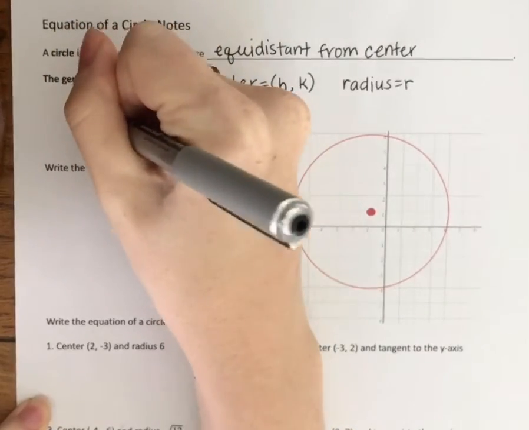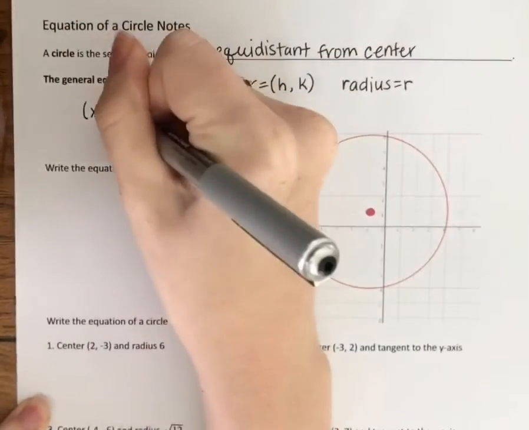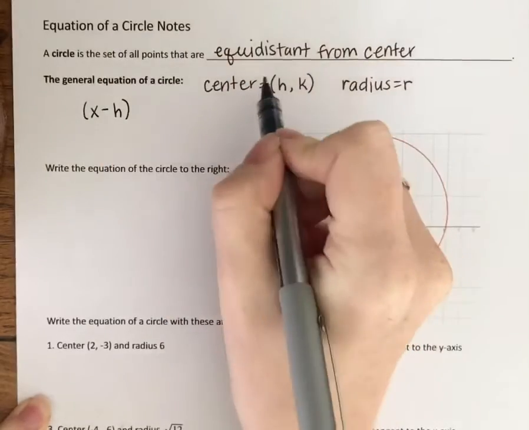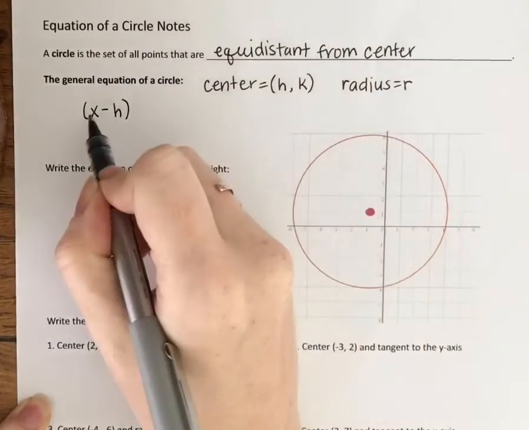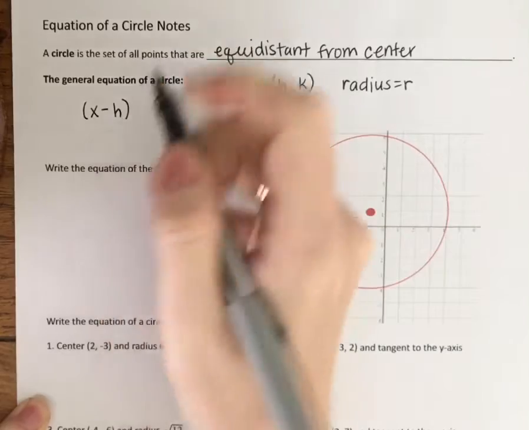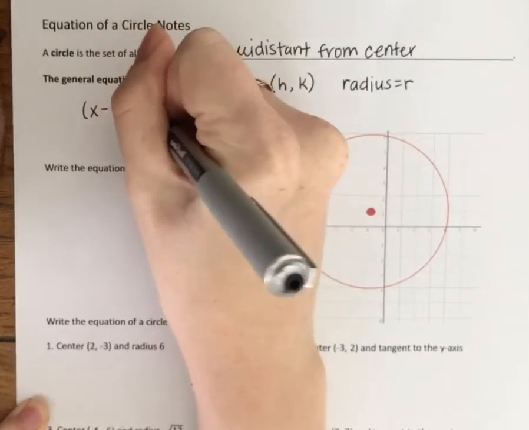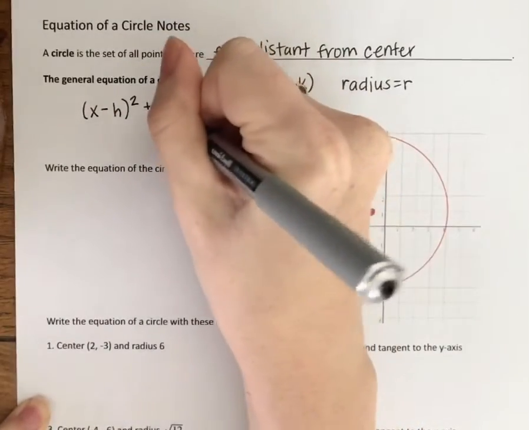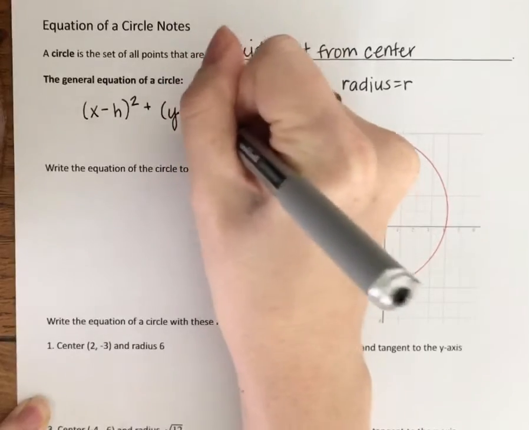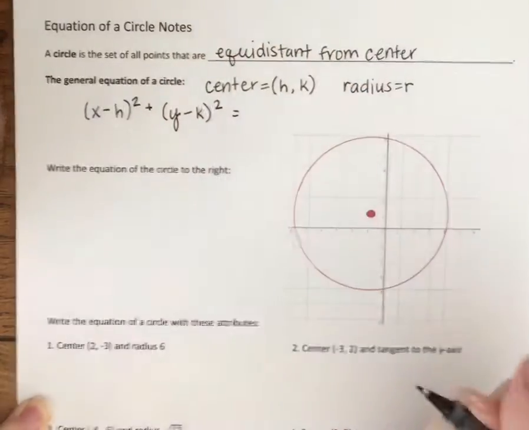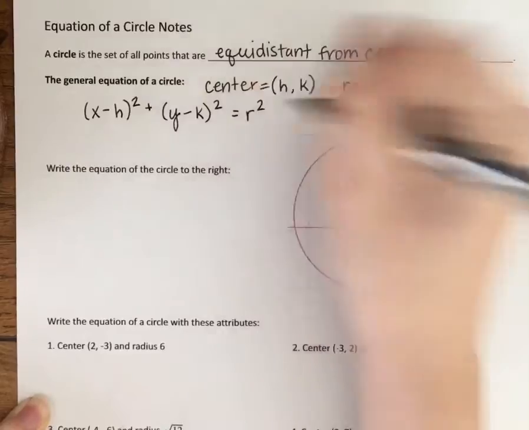Okay, so our general equation for the circle is the following. In parentheses, we're going to have x minus h. So whatever your x value is for the center, it's going to be x minus that, squared, plus y minus k squared equals the radius squared.